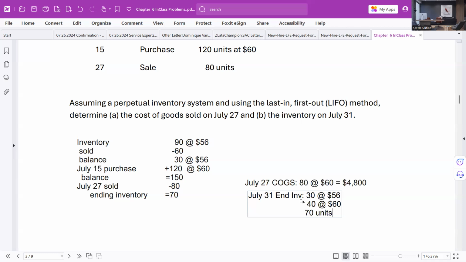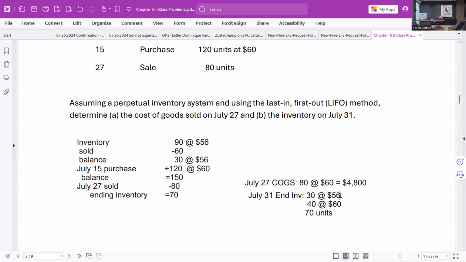And again, LIFO's last in, first out. So the earlier ones are going to be in the ending inventory. And this is all we have, right? When we get to the 27th, all we have are 150 units, 30 at 56, 120 at 60. But we sold on July 27th, 80 of those. So there's only 70 left, right? 30 at 56 and 40 at 60 altogether.